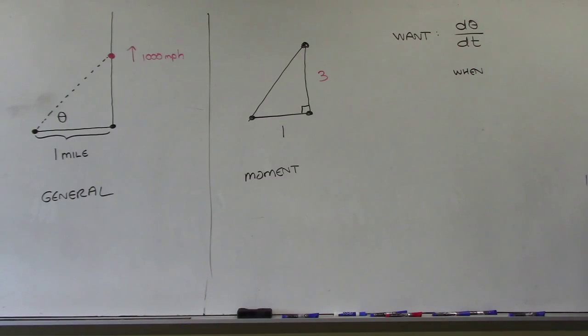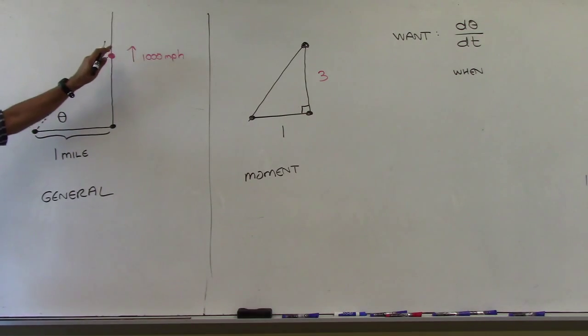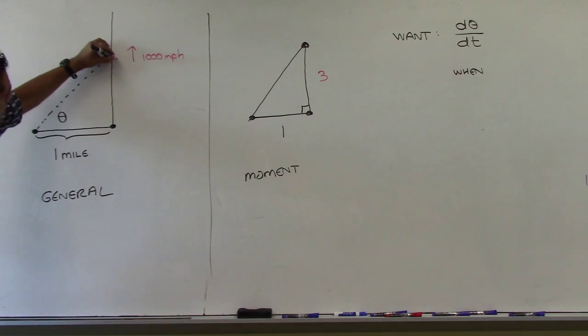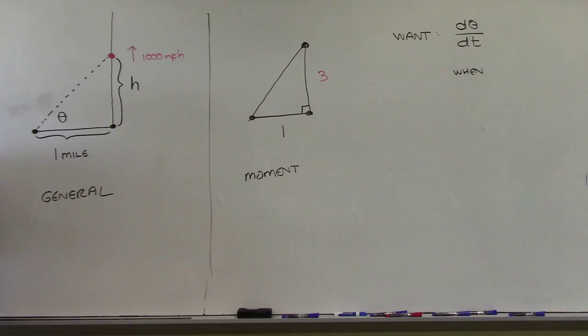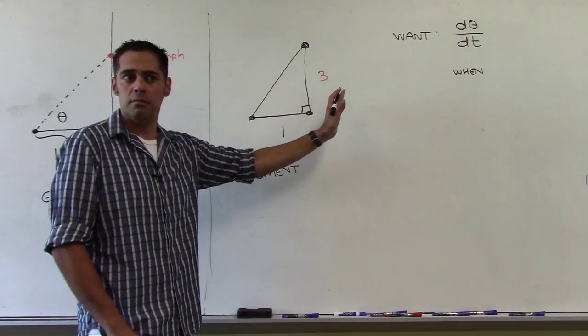When the rocket's 3 miles high, right? So what we need to do is come over here to this picture, and we need to label the distance between the rocket and the ground as a variable, because it's changing throughout the problem, isn't it? So why don't we call it h for height? The height of the rocket? Over here, at the moment in time, h is 3, isn't it?